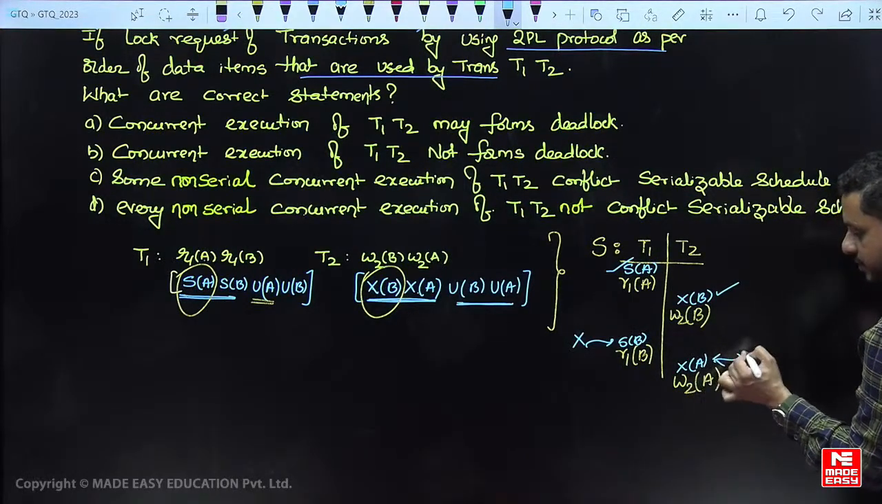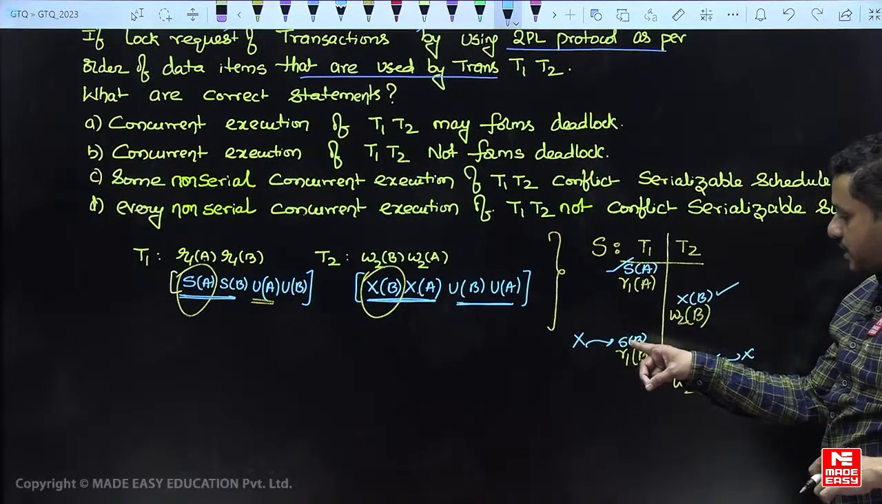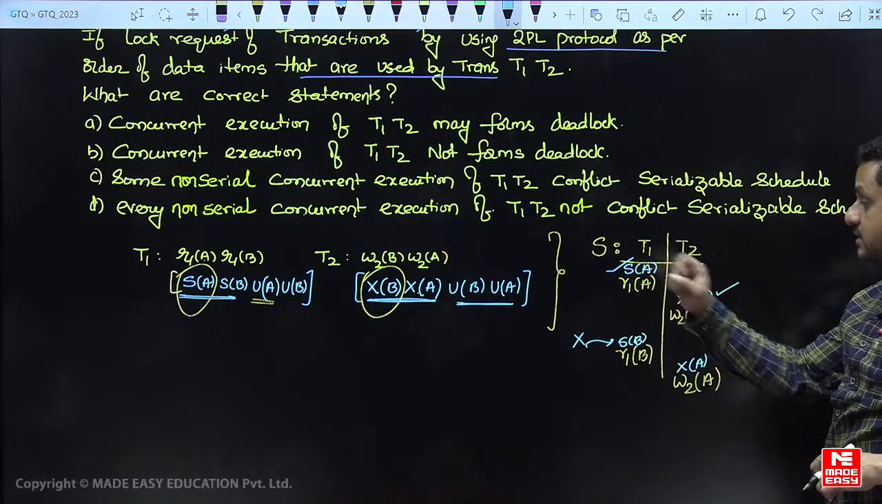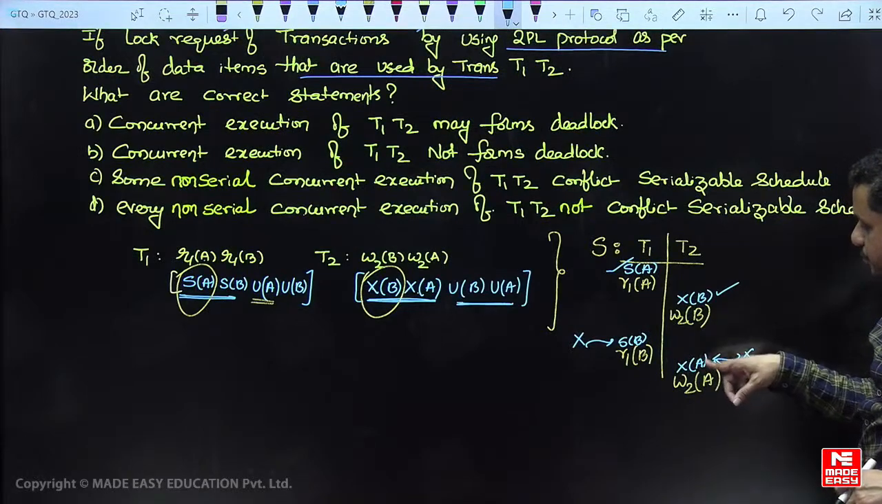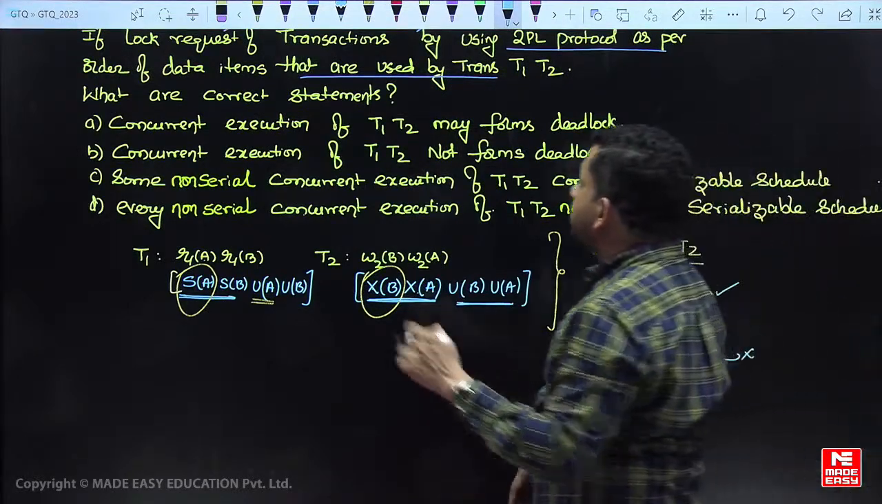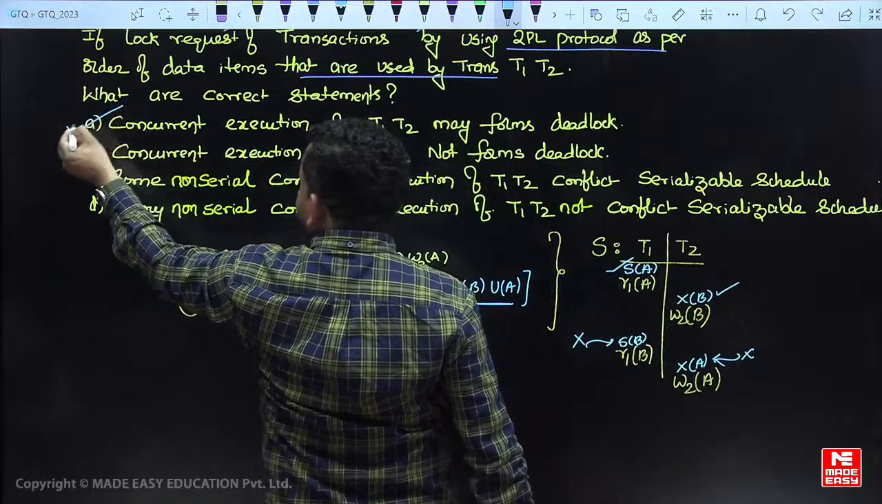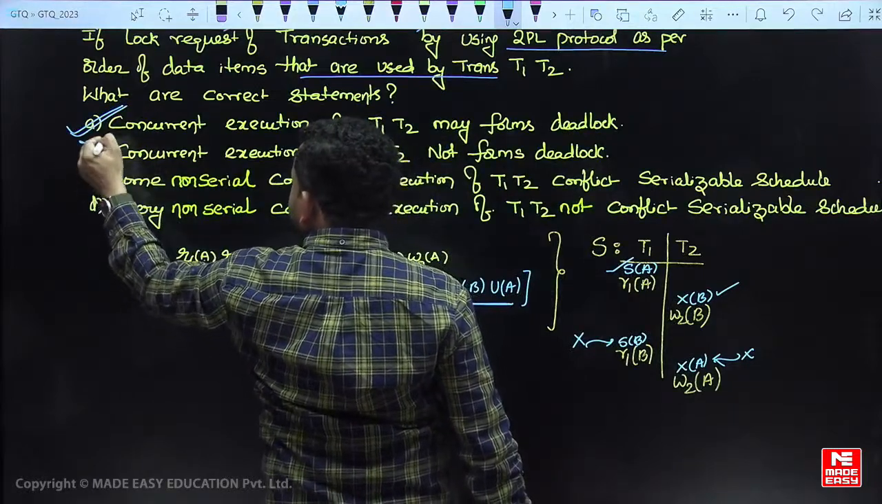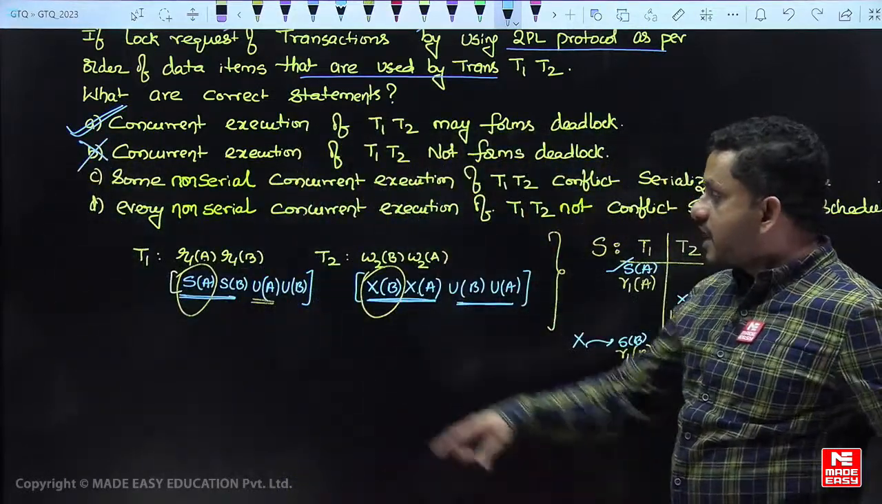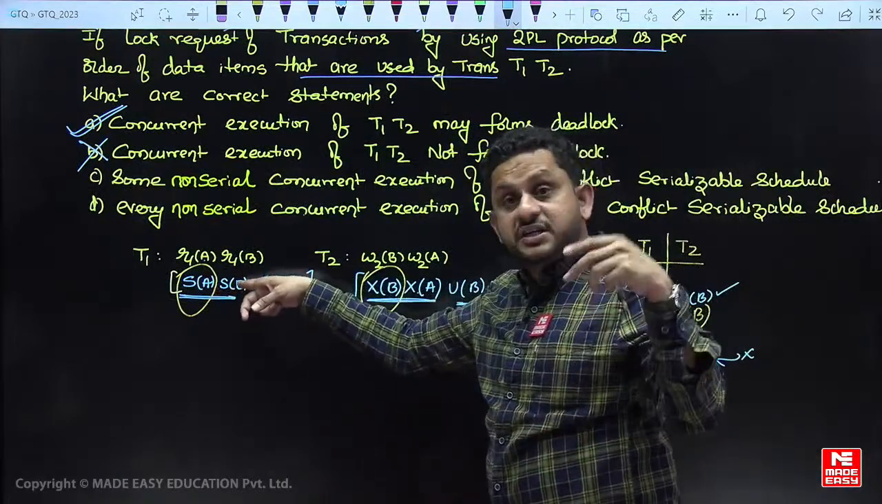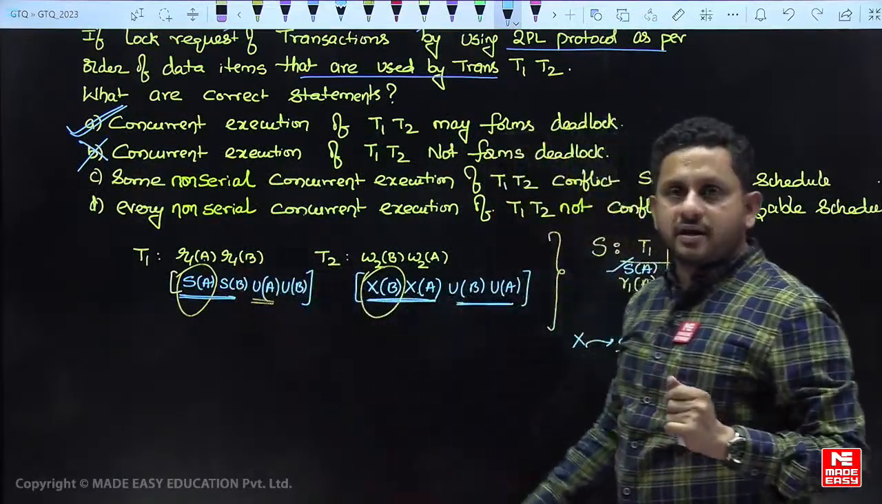Until T1 gets the shared lock on B, it will not release A. Until T2 gets the exclusive lock on A, it will not release B. So that means it may form a deadlock, and it's not deadlock free. If data items are used by the transactions in a different order, it is possible to get deadlocks.